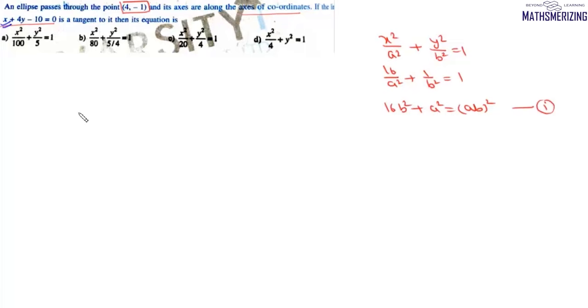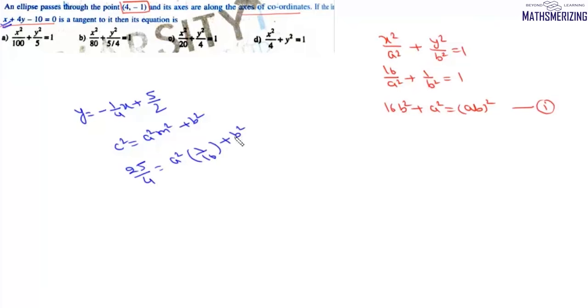We can write this equation of tangent as y = -1/4 x + 5/2. Now we know the condition of tangency is c² = a²m² + b². Here c² is 25/4, a² we need to find, and m² will be 1/16. So from here we get a² + 16b² = 100, and that's our second equation.